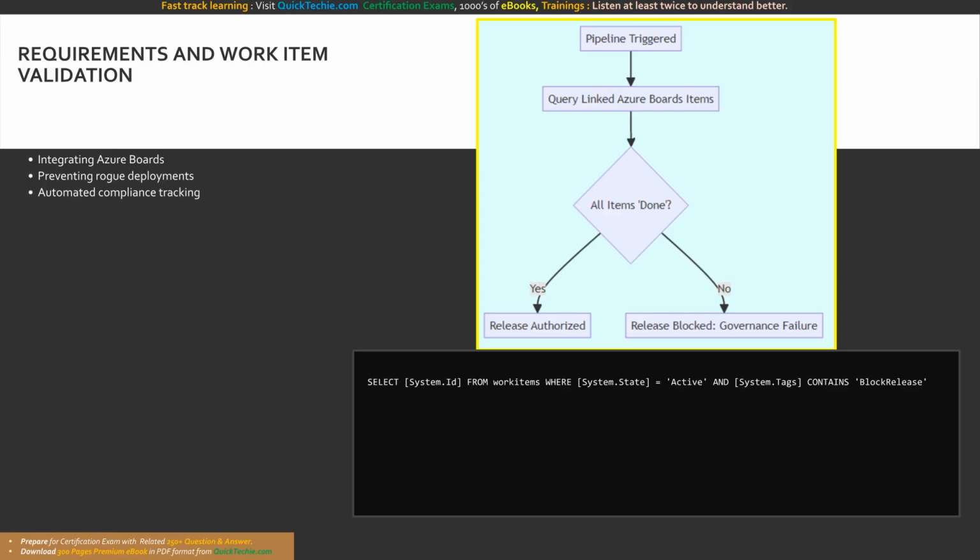This WIQL query is embedded directly within a release gate configuration to actively search for any work items explicitly tagged to block the release, instantly halting unauthorized deployments. The governance enforcement flow: the pipeline queries all linked Azure Boards work items. If any required item is not marked as done, the release is immediately blocked for governance failure.